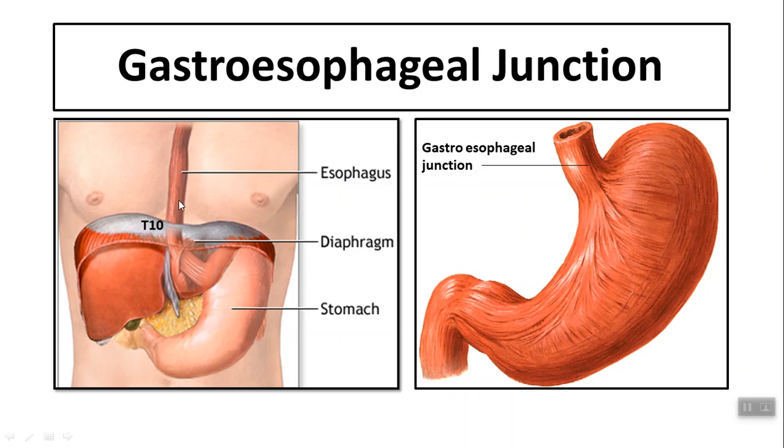The esophagus will pass through the diaphragm through the esophageal opening at the level of T10, that is the 10th thoracic vertebra. Then we will have the abdominal part. It's a very short part, about half an inch, that extends in the abdominal cavity to join the stomach at the gastroesophageal junction, on the right side of the stomach.